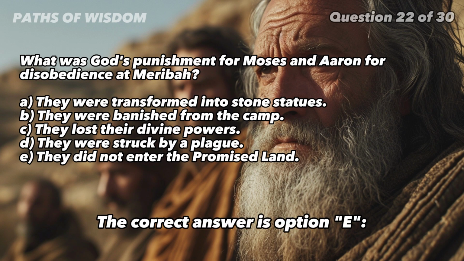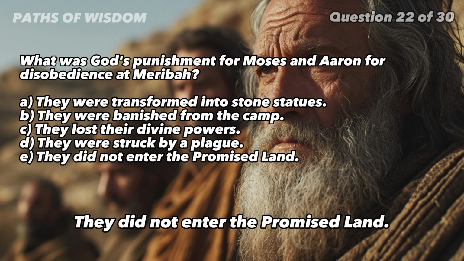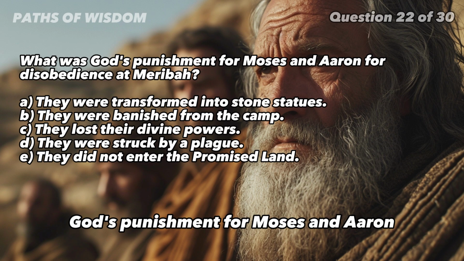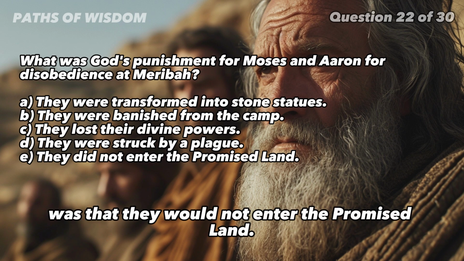The correct answer is option E. They did not enter the promised land. God's punishment for Moses and Aaron for disobedience at Meribah was that they would not enter the promised land.